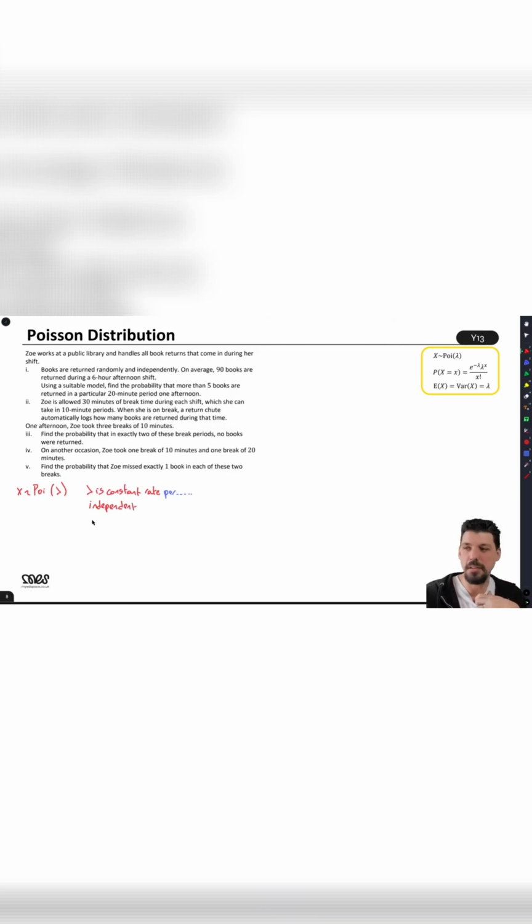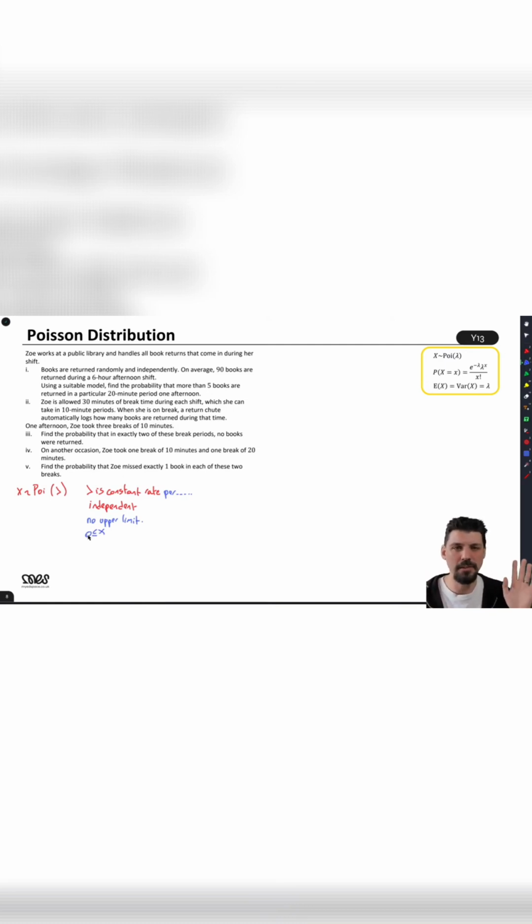The events have to be independent, but here's the other big thing that differentiates it. There's no upper limit, i.e. x is bigger than or equal to zero. So unlike the binomial, there isn't a fixed number of attempts.